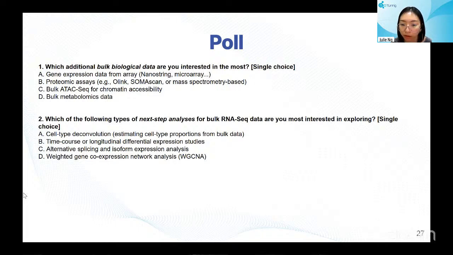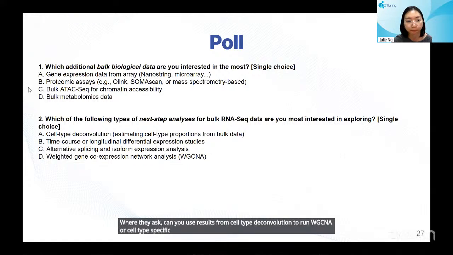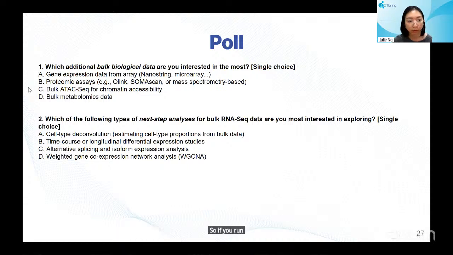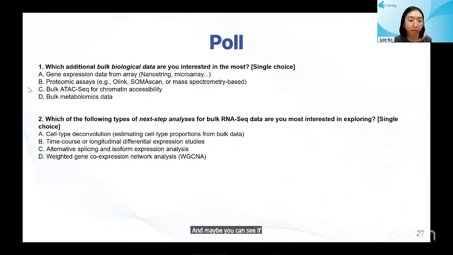Yeah, and I guess that is also related to another question a user has, where they ask, can you use results from cell type deconvolution to run WGCNA or cell type specific WGCNA? If you run the cell type deconvolution, then you'll get some new metadata. So you'll run the deconvolution separately, run the WGCNA separately, and maybe you can see if there are certain modules associated with certain cell types.